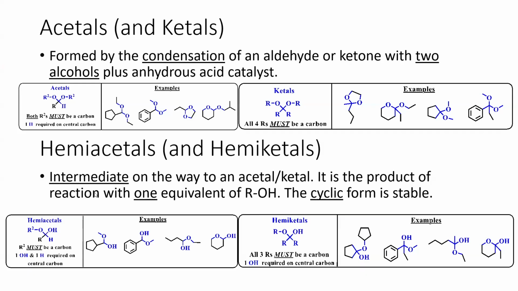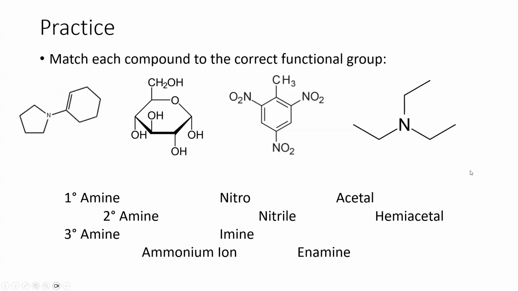It is the product of the reaction with one equivalent of alcohol. And if there's a cyclic form, then it's stable. That's only possible with the ketals, by the way. But anyway, again, we're not worried about that today. Today we're focused on just picking out these functional groups when they're present. Okay, so now we get a chance to do that. So we'll use this matching question to do that.